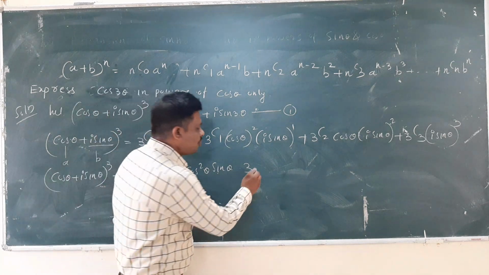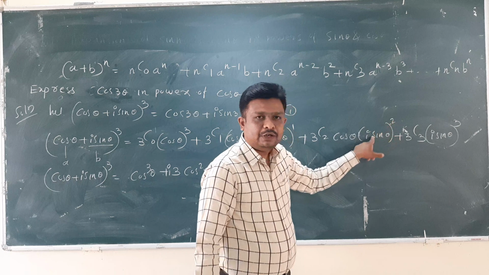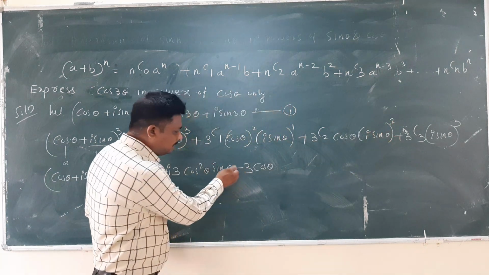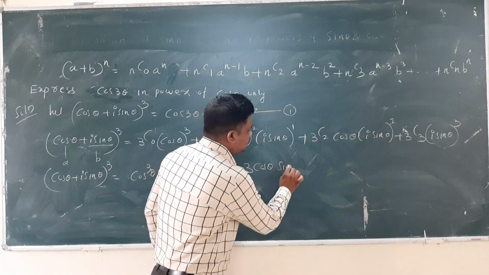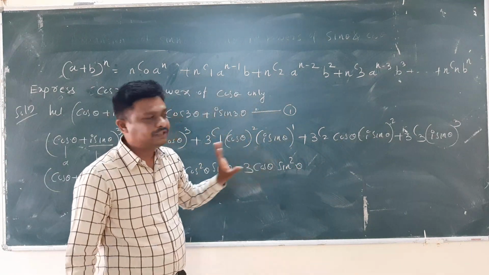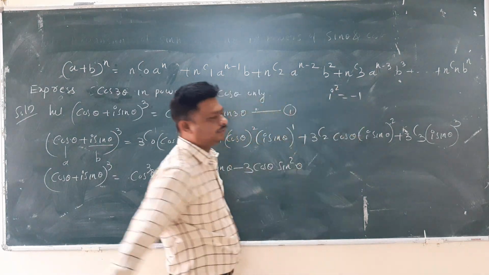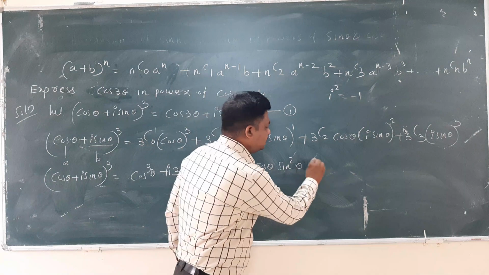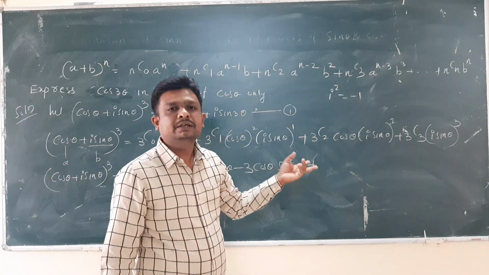Then the 3c2 value is again 3. Again 3 cos theta. Here the i square value is minus 1, so this sign becomes minus. Then this is what? Sin square theta. Here i is removed because the value of i square is minus 1. I will write here i square is minus 1. Plus 3c3 is again 1. The 3c3 value is 1. You can check it in the calculator.